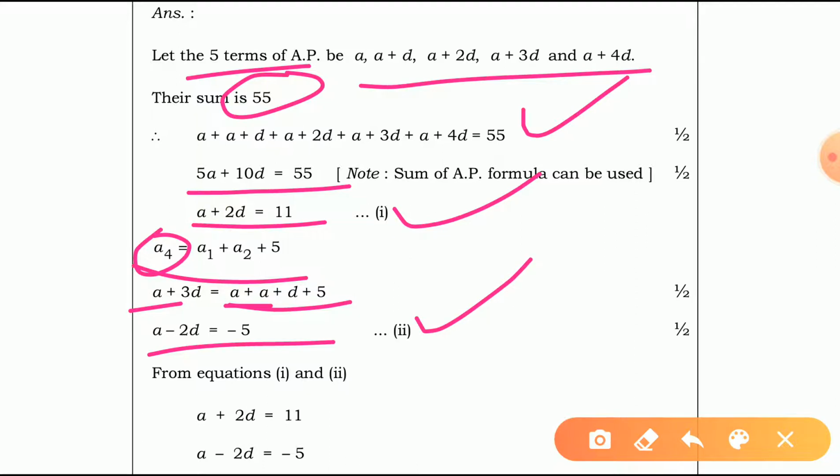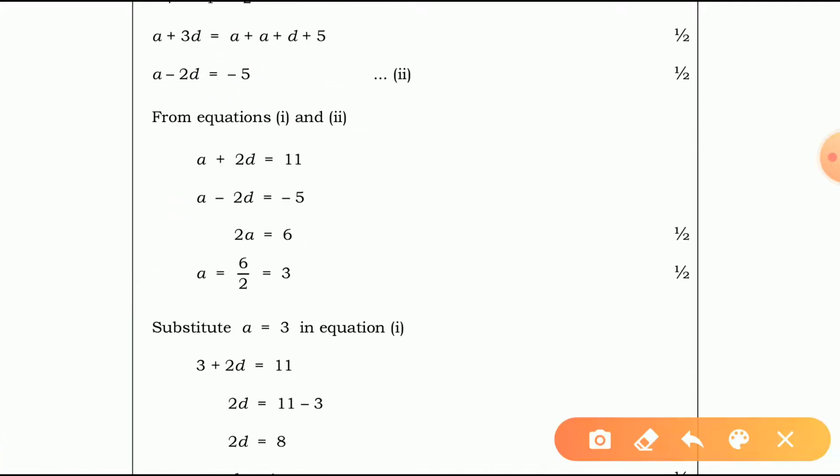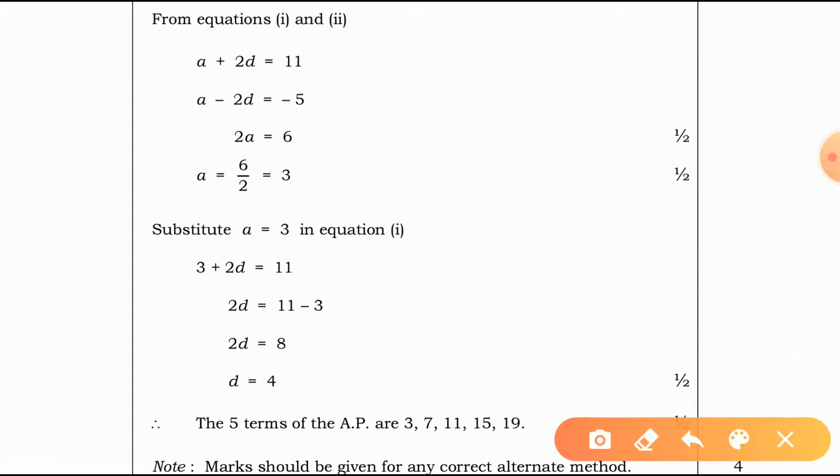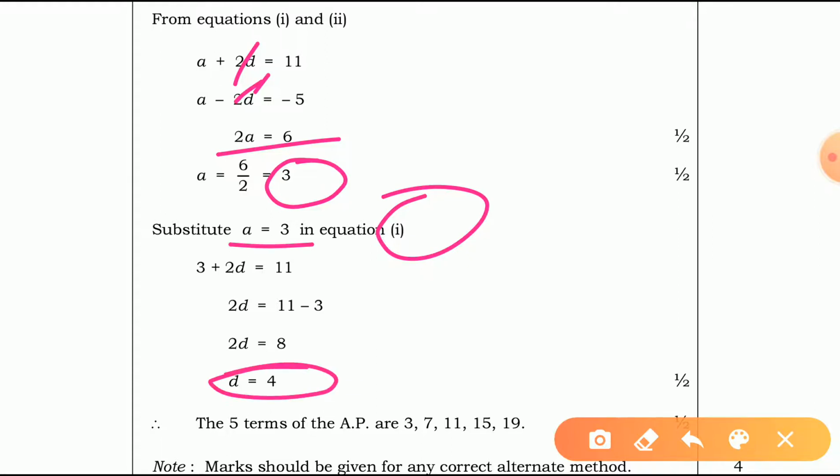Here, adding equations 1 and 2, plus 2d and minus 2d get cancelled. After simplification we get the value of a: a plus a is equal to 2a, 2a is equal to 6, and a is equal to 3. This is our first term. Substituting a is equal to 3 in equation 1, after simplification we get d.